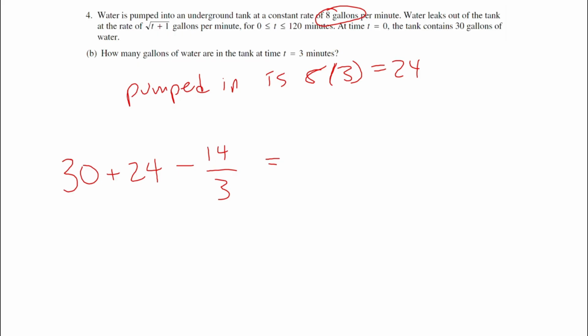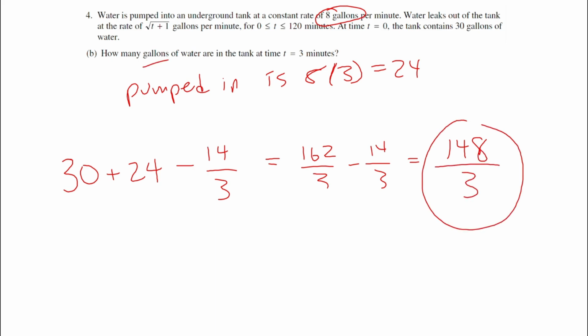Well, 30 and 24 is 54. 54 is 162/3. So we have 162/3 minus 14/3, which is just going to give us 148/3. And again, it's already given us the units of gallons, so that's perfectly sufficient. And we get 1 point for that answer.